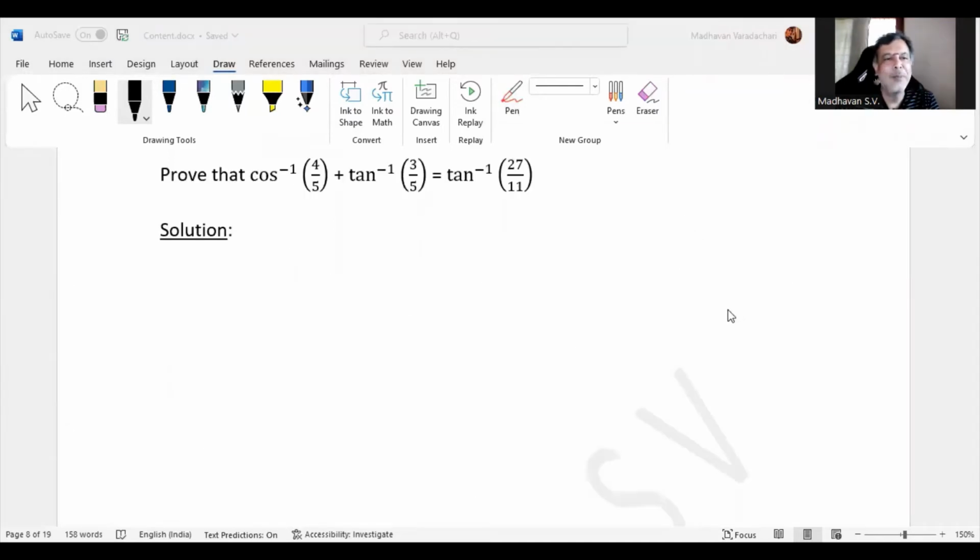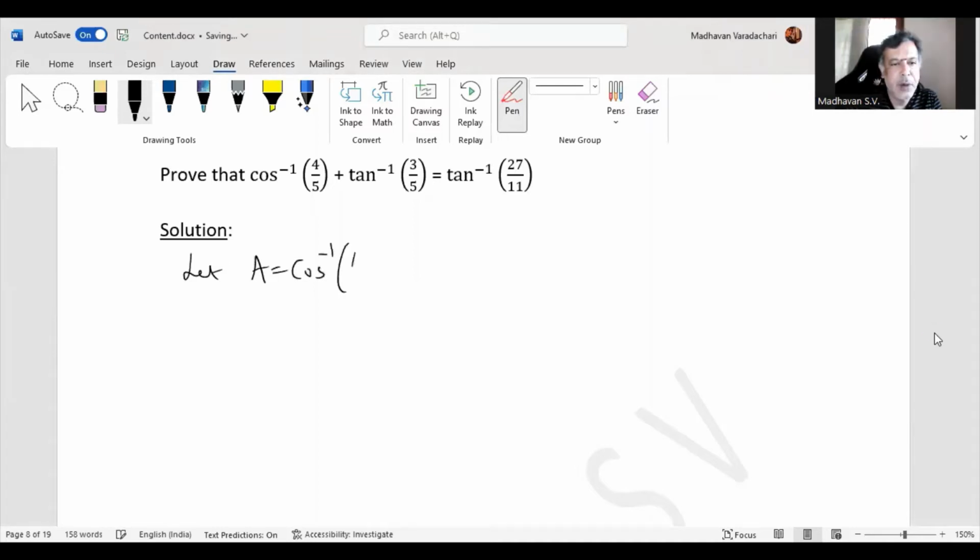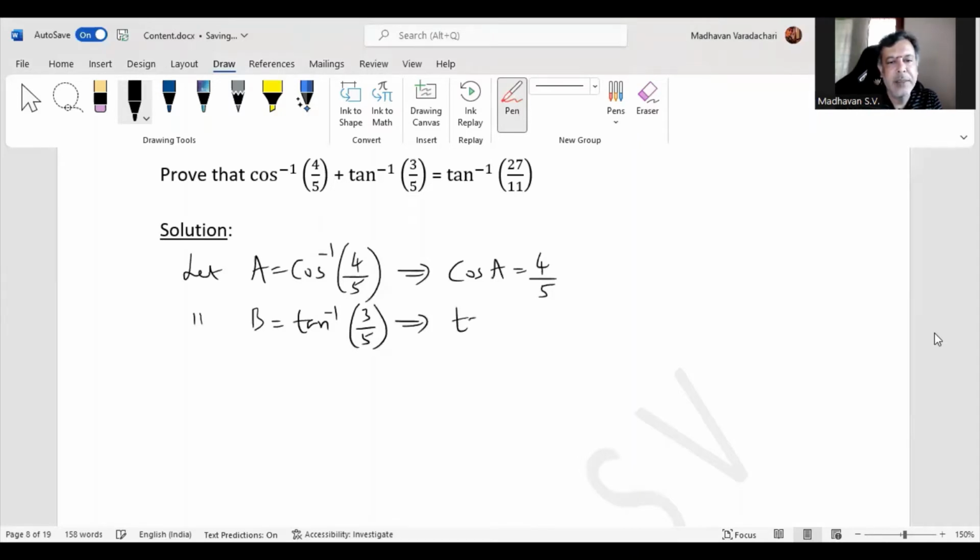In this question, we need to prove that cos inverse of 4 by 5 plus tan inverse of 3 by 5 is equal to tan inverse of 27 by 11. So first, let us assume, let A equal to cos inverse of 4 by 5, which means cos A is 4 by 5. Similarly, let B be equal to tan inverse of 3 by 5, which means tan B is 3 by 5.